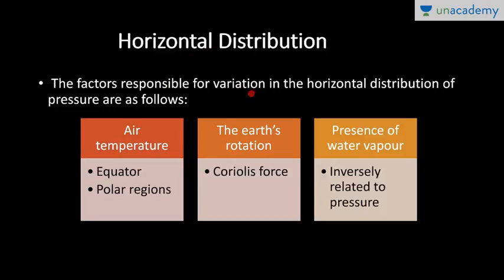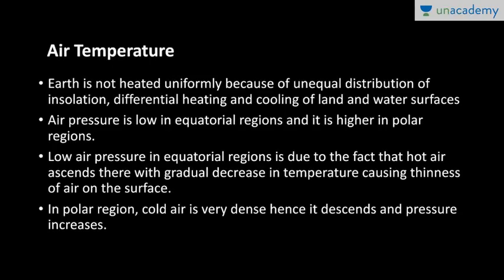Now the factors responsible for variation in the horizontal distribution of pressure are: one is air temperature, the other one is Earth's rotation, the third one is presence of water vapor. Now we'll discuss each in detail. So the first one is air temperature. Now in this, as we know, Earth is not uniformly heated. Why? Because there is unequal distribution of insolation.